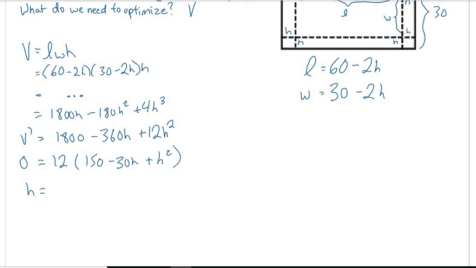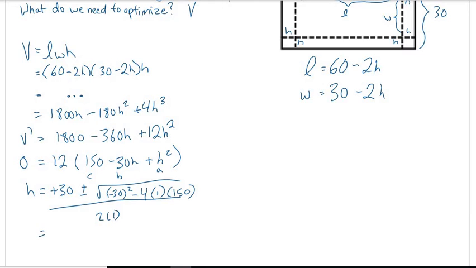So we're going to use, let's see, negative b. In this case, remember that these are flipped. So negative b is going to be positive 30 plus or minus the square root of negative 30 squared minus 4ac, all over 2a. If you do this correctly, you should get 6.34 or 23.66. So those are 2 possible heights that we could have.